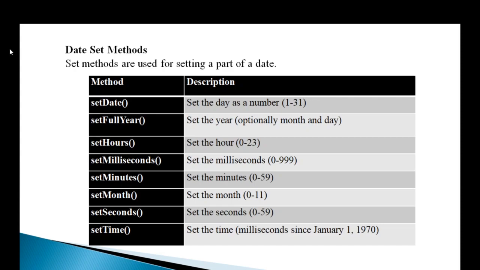Next, coming to the date set methods. How do we assign a value to the date? For that, we use the method setDate, which sets the date as a number from 1 to 31. setFullYear sets the year; month and day are optionally set. setHours sets hours between 0 to 23. Similarly, setMilliseconds, setMinutes, setMonth, setSeconds, setTime.